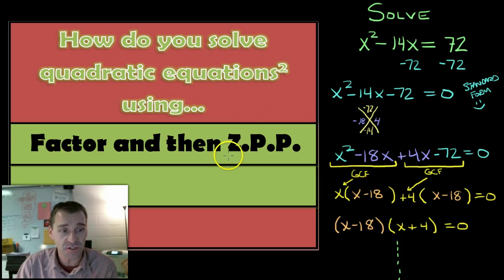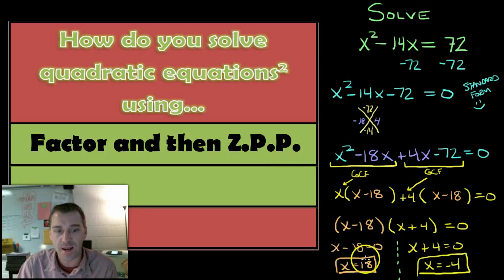So I now have to use the ZPP, and I have to set these two things equal to 0, and I get x equals 18 or x equals negative 4. So you guys are awesome at that. That's the actual factor and ZPP.